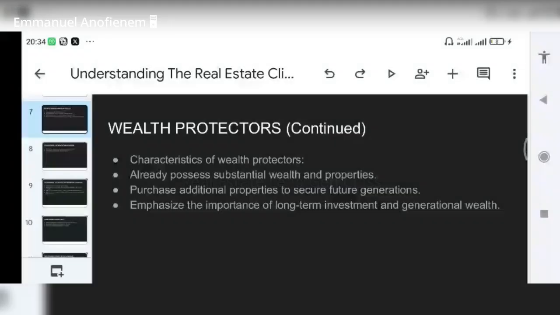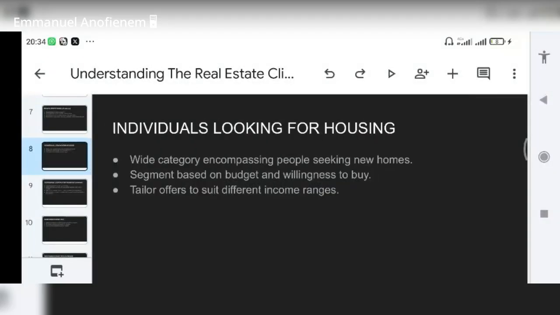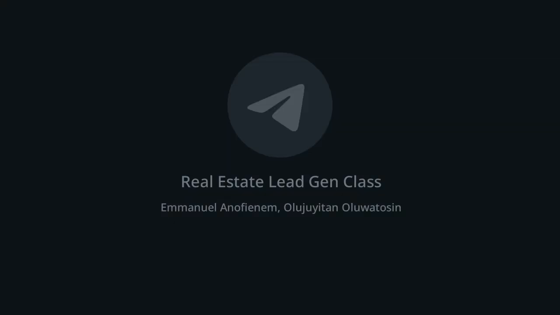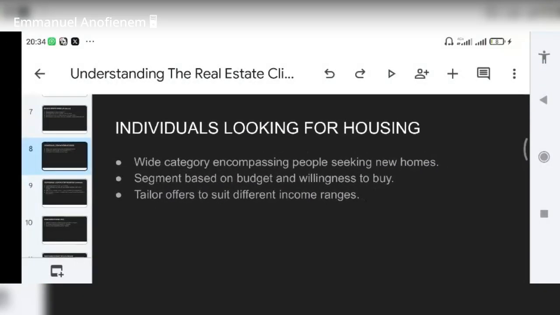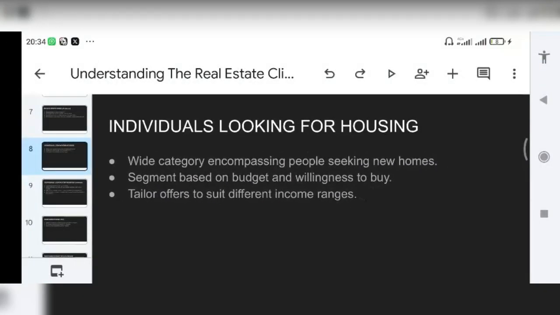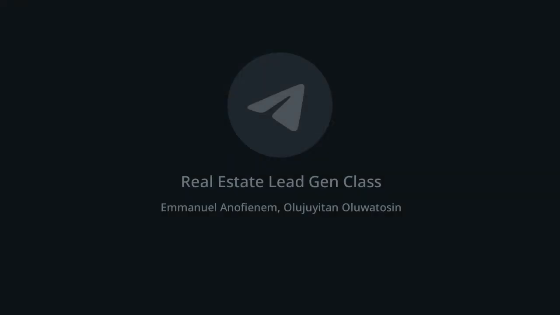So let's move on. This is the next group of people in your audience, which is individuals looking for housing. These are actually the largest, the widest category of people that you do business with. But then you have to segment this audience because there are different types of property.